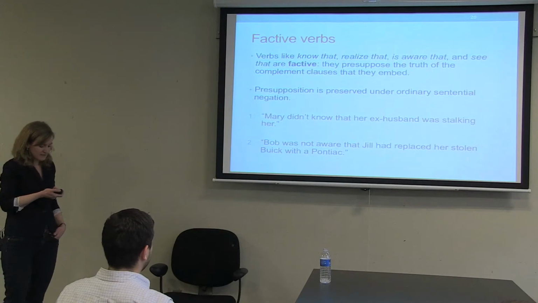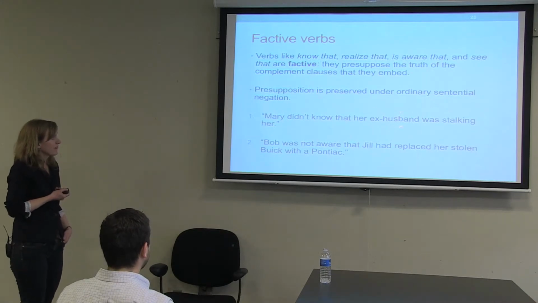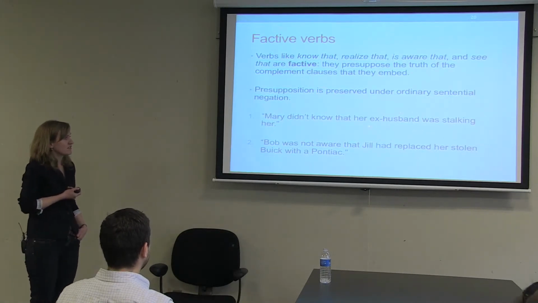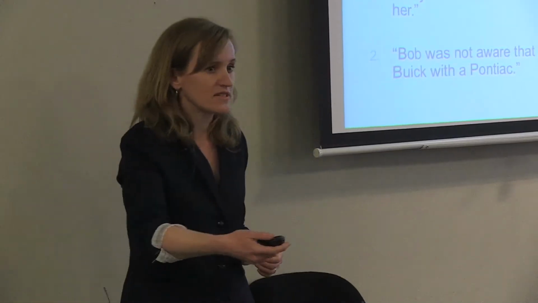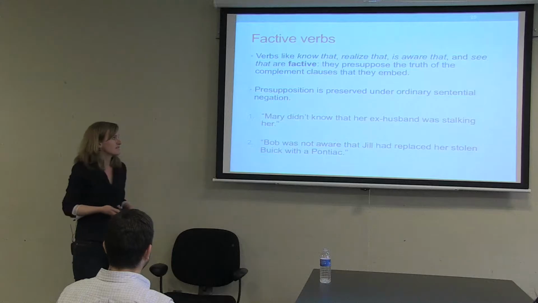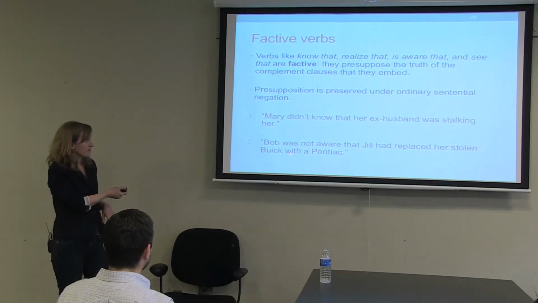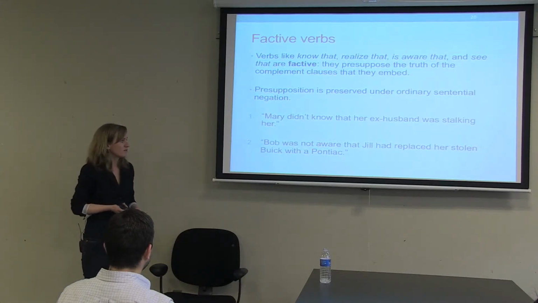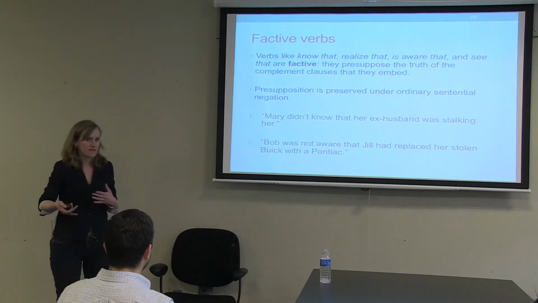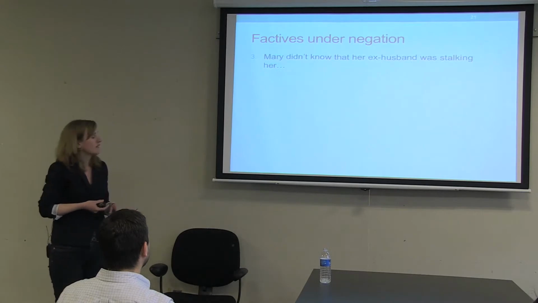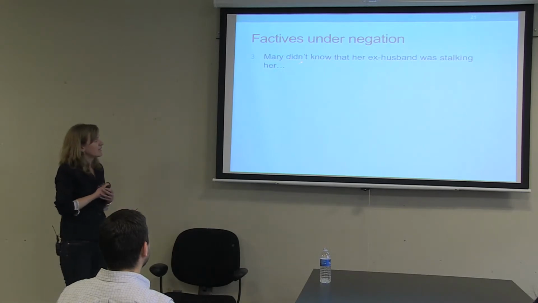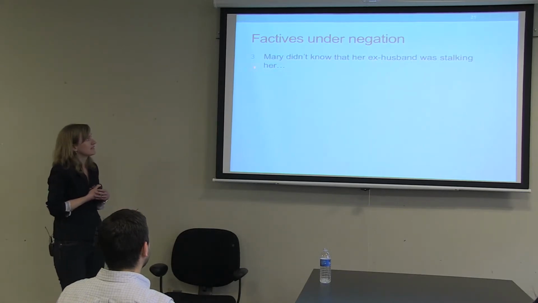And typically, if you have ordinary sentential negation, presupposition is preserved under that. So if I say Mary didn't know that her ex-husband was stalking her, I'm communicating to you something about Mary's ignorance, and I'm simultaneously communicating to you something about Mary's ex-husband. Or likewise here, he wasn't aware that she'd replaced her stolen Buick with a Pontiac. So I'm communicating this to you. But here's some kind of interesting thing. It's not strictly entailed.